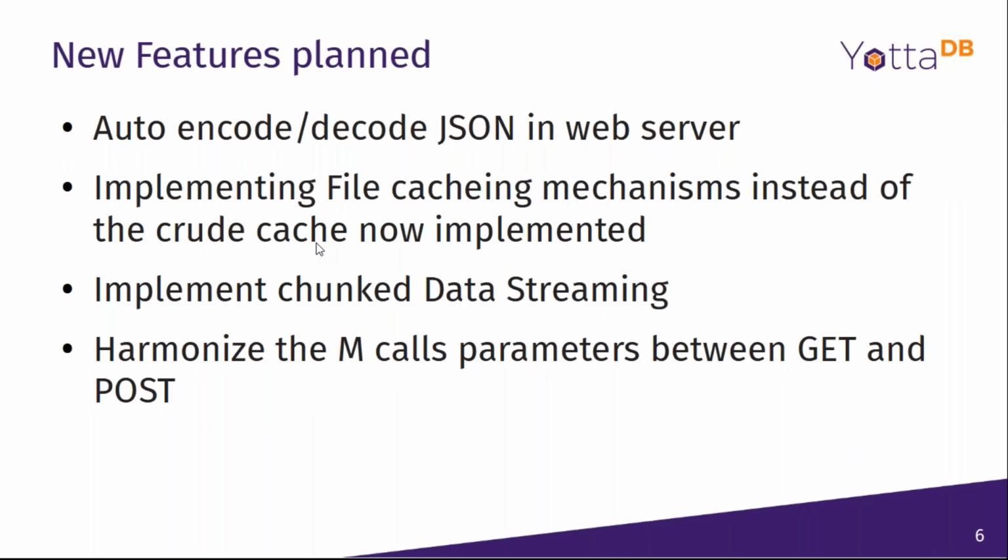So the new features we're planning to add are auto encode decode JSON on the web server, and I talked a little bit about that. We implement file caching mechanisms. I already finished implementing that. We wrote a function called zy hash, which does a murmur 128 hash. It's pretty fast. It's fast enough for what we use the web server for. I don't know if you're downloading a video file, that might kill it, but I'll worry about that if I ever have to implement this with video files.